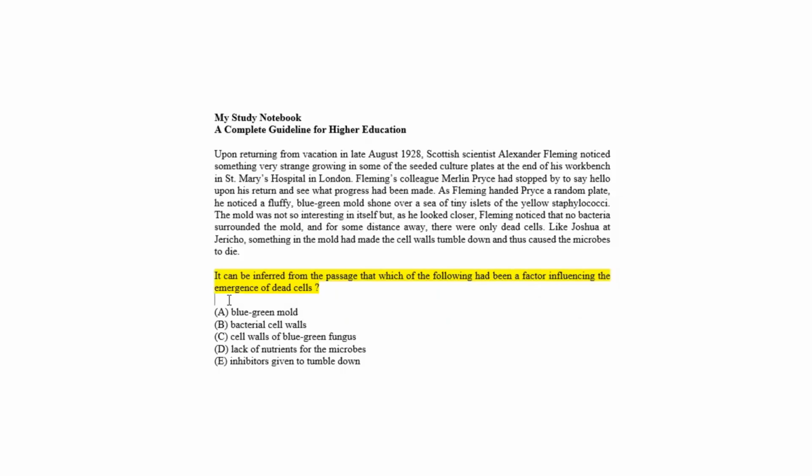It can be inferred from the passage that which of the following had been a factor influencing the emergence of dead cell. The dead cell mentioned in the passage are about bacterial cell. Choice D and E are totally irrelevant with respect to the passage because nothing is mentioned about any nutrient or inhibitors in the passage. So we can eliminate choice D and E.